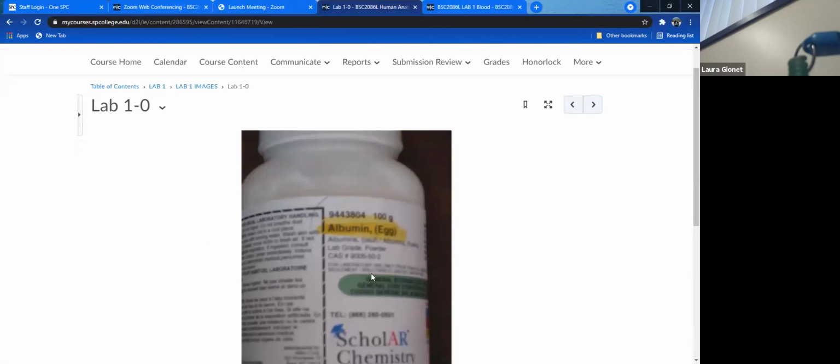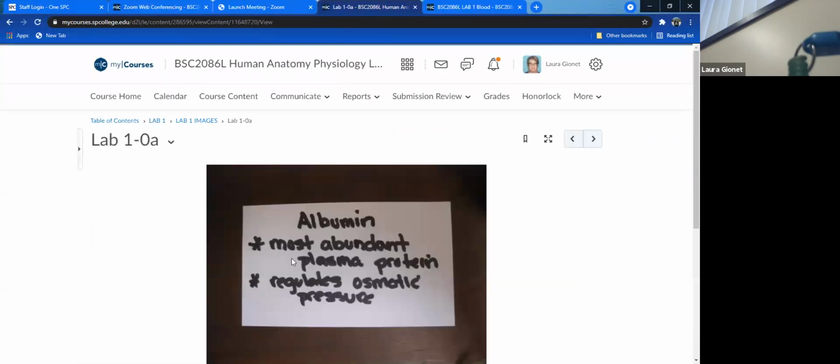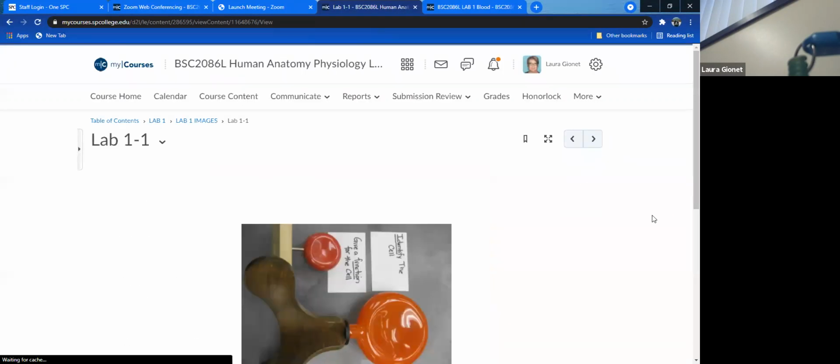So let's look at the first image. It just shows you a bottle of albumin. All right, so what is that referring to? It's a component of plasma. What's the function? Maintains an osmotic gradient. Most abundant plasma protein, regulates osmotic pressure. Now, I will tell you that sometimes these cards will tell you exactly what you need to know, but sometimes they don't. You need to use the exercises that we filled out.